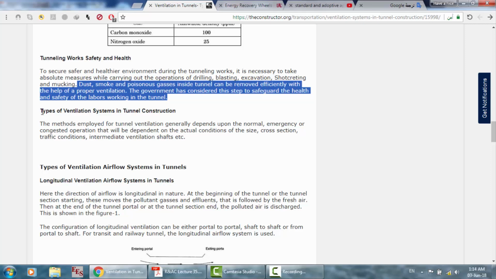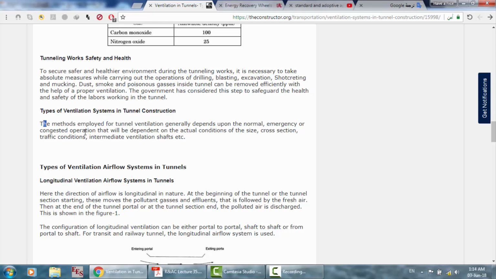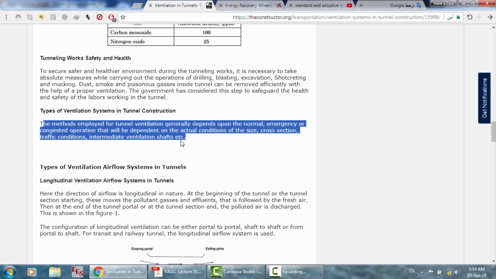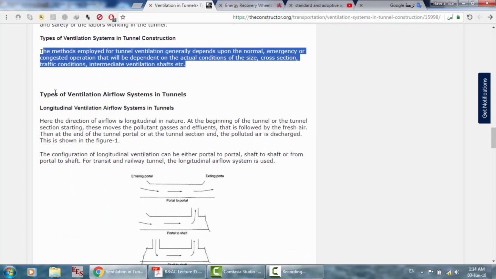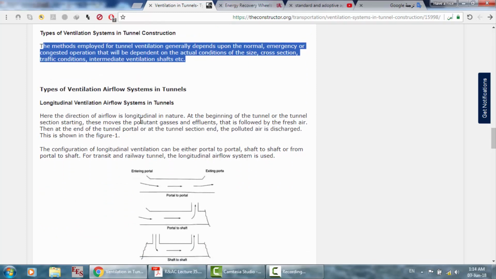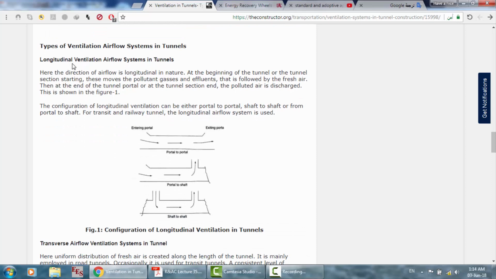Types of ventilation systems in tunnel construction. The methods employed for tunnel ventilation generally depend upon the normal, emergency, or congested operation, which will be dependent on the actual conditions of the size, cross section, traffic conditions, intermediate ventilation shafts, etc. Also, we have here types of ventilation airflow systems in tunnels. We have here the longitudinal ventilation airflow system in tunnels.